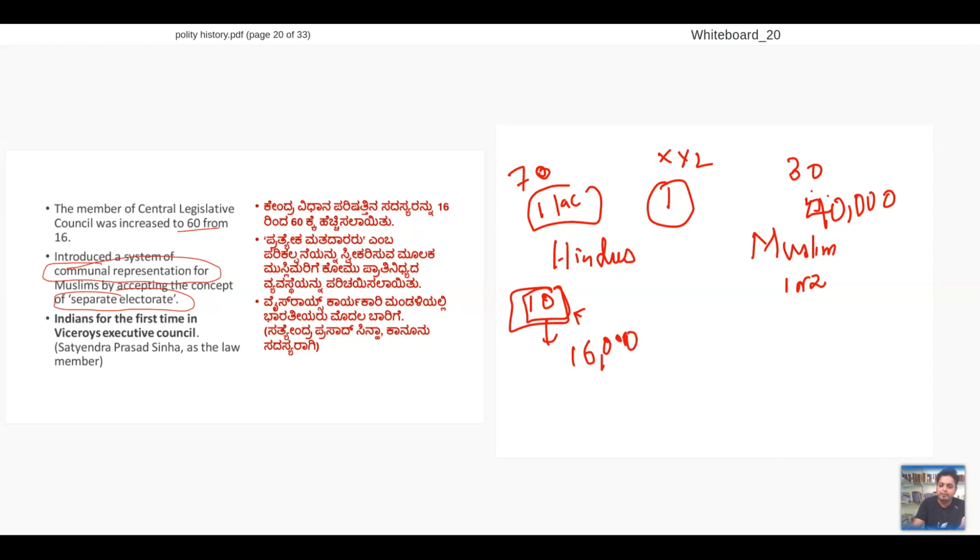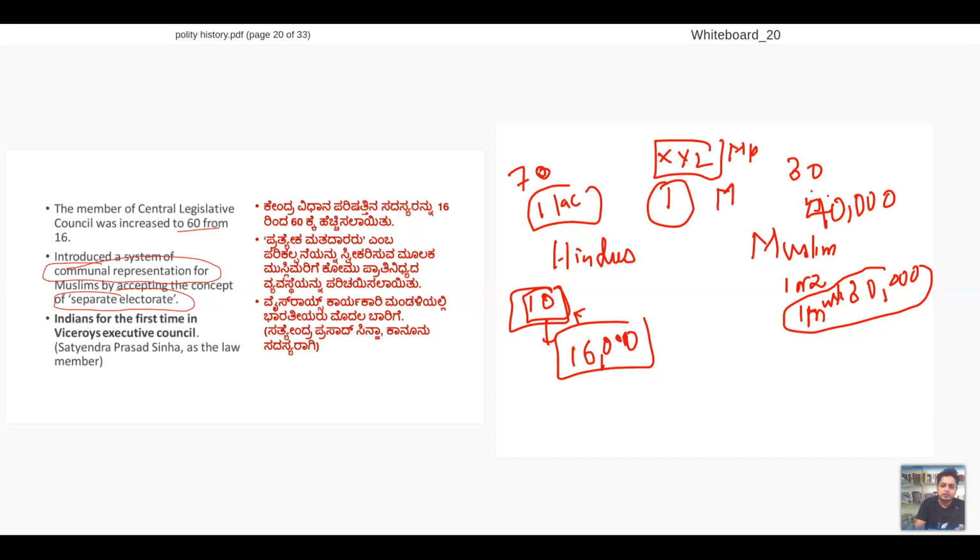But here what will happen? 30,000 votes will be given for one Muslim candidate. So who will win the elections? This Muslim candidate who has 30,000. He has more than the Hindu candidate. So he will be the MP or MLA from this constituency. Understood? This is how communal electorates or separate electorates will work. Clear?